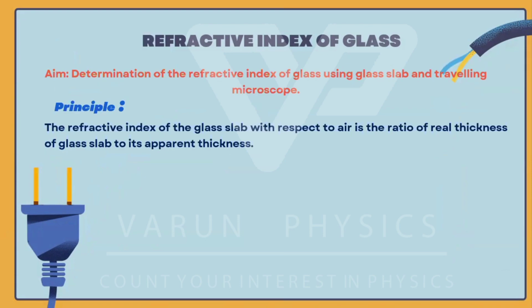When an object in a denser medium is seen through a rarer medium, the object at the bottom appears to be raised in a denser medium. Therefore, the refractive index of the denser medium where the object is placed can be defined as real depth divided by apparent depth. So the same formula we use here.